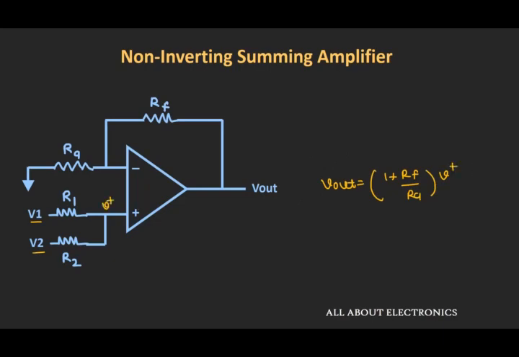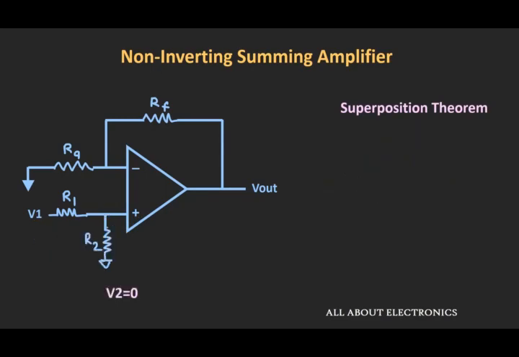As we have applied multiple inputs at this end, first of all we need to find this voltage V plus, and we can do so by applying the principle of superposition. So we will consider one voltage source at a time and find the voltage at this node, and later on we will combine the individual responses to get the final response.